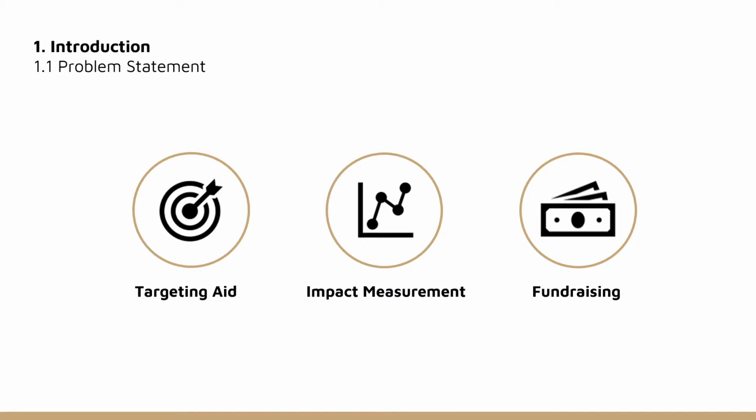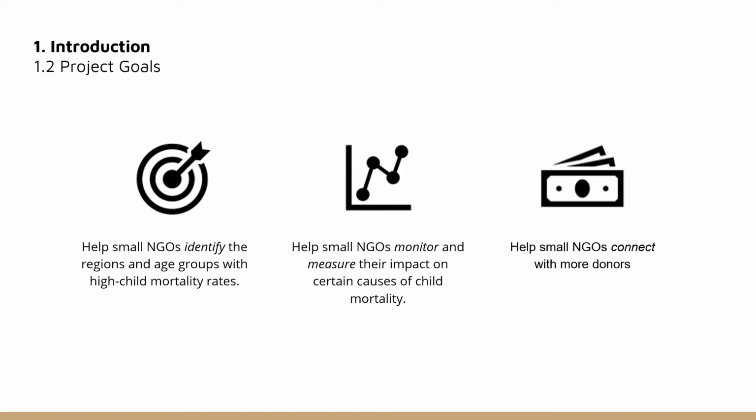Therefore, there is an opportunity to support smaller NGOs in decreasing child mortality rates by providing a relevant and easily accessible data visualization and fundraising tool. We identified our project goals based on these three challenges. Firstly, we aim to help small NGOs identify the regions worst hit by high child mortality rates. Secondly, we want to help small NGOs monitor and measure the impact their operations have on certain causes of child mortality. Finally, we intend to help small NGOs connect with more donors.